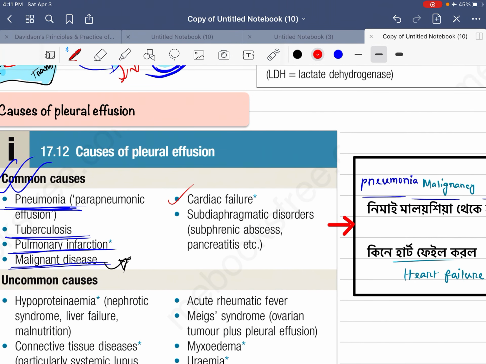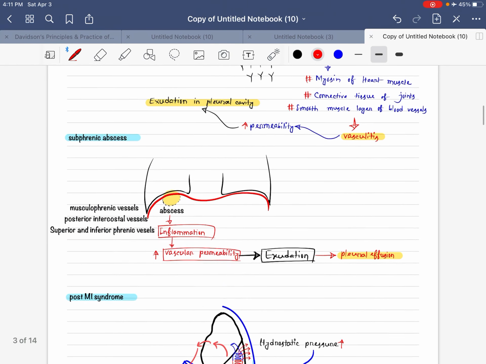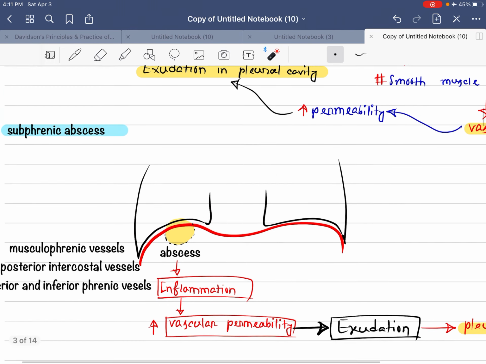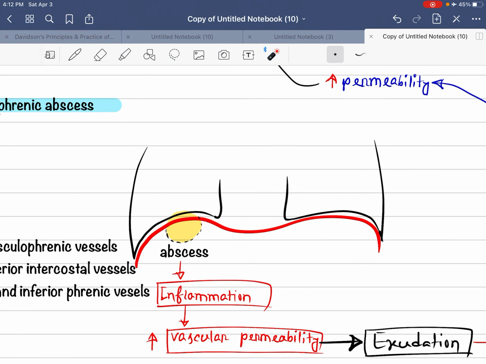I have just explained it. Another one is subdiaphragmatic disorder such as subdiaphragmatic abscess. Okay, let's see the explanation. Suppose this is the diaphragm, the red is the diaphragm, and your lungs just lie on the diaphragm. This is the right lung and this is the left lung, and the covering is actually the pleura, the parietal pleura. Suppose there is formation of an abscess. An abscess is a cardinal example of inflammation where you will find all 4 or 5 cardinal signs.